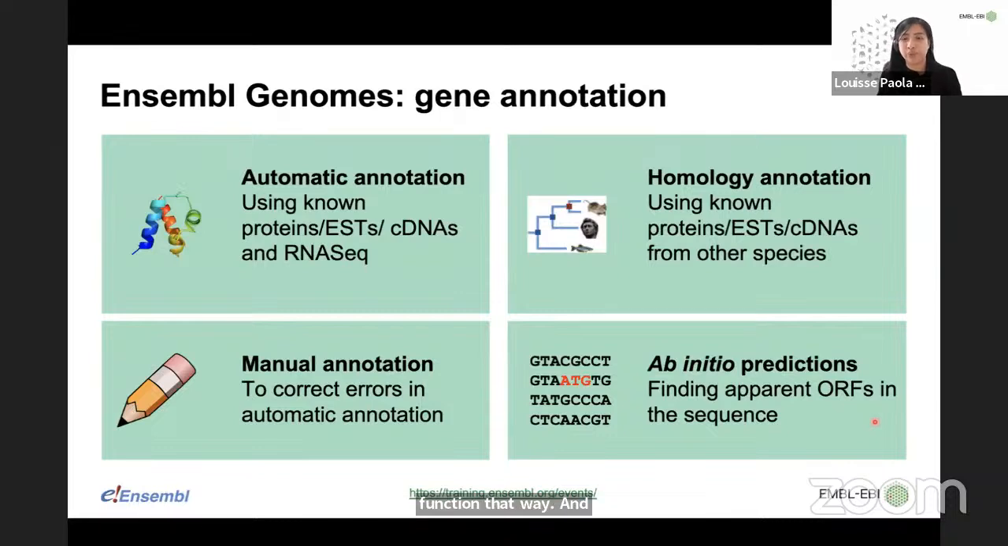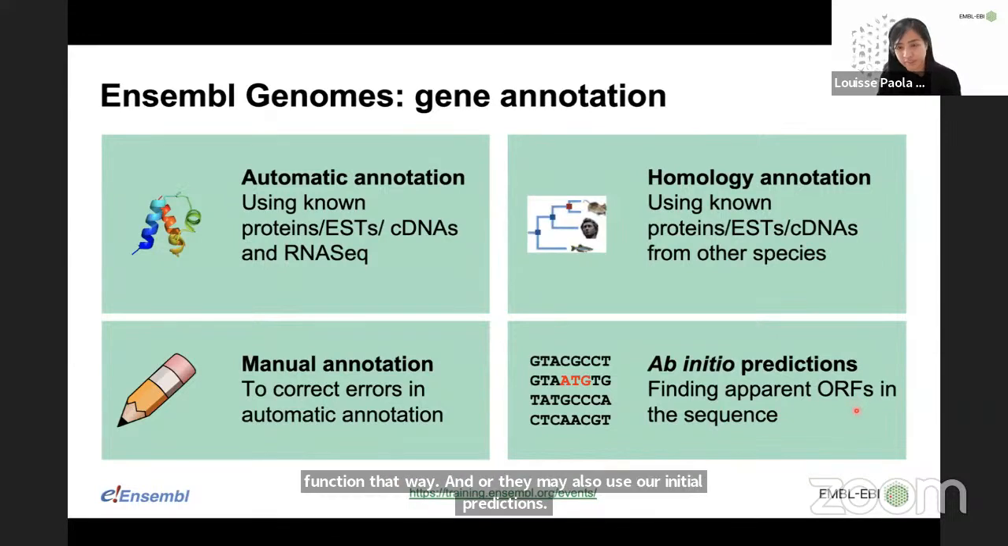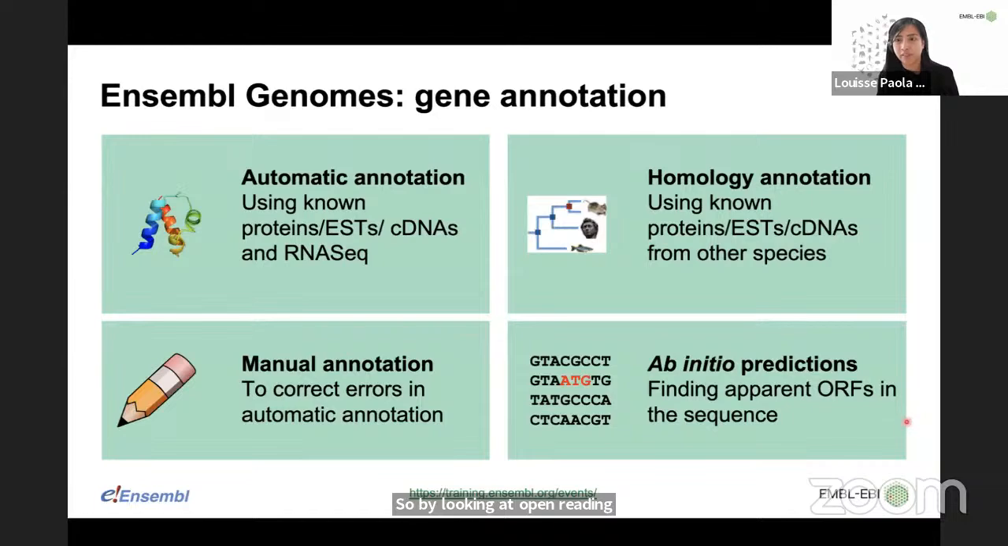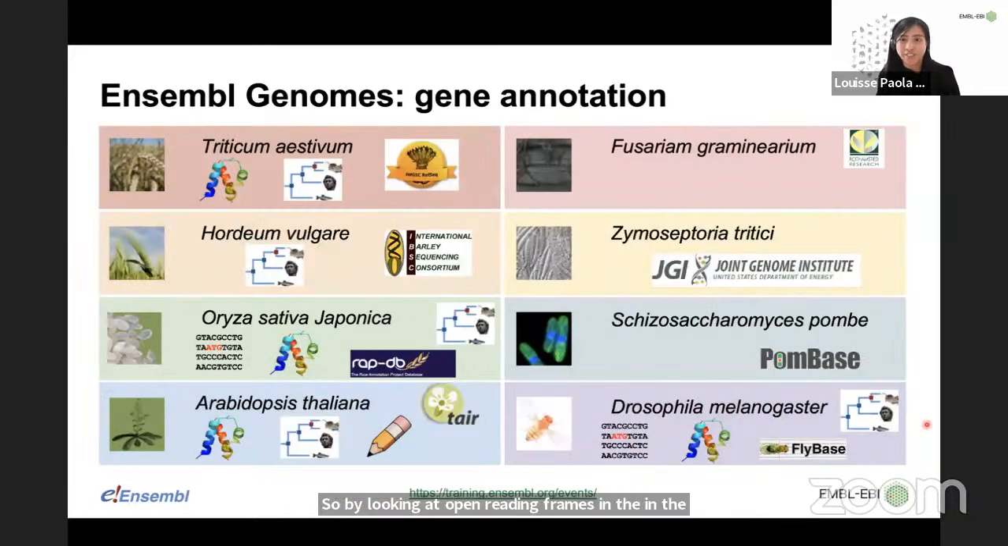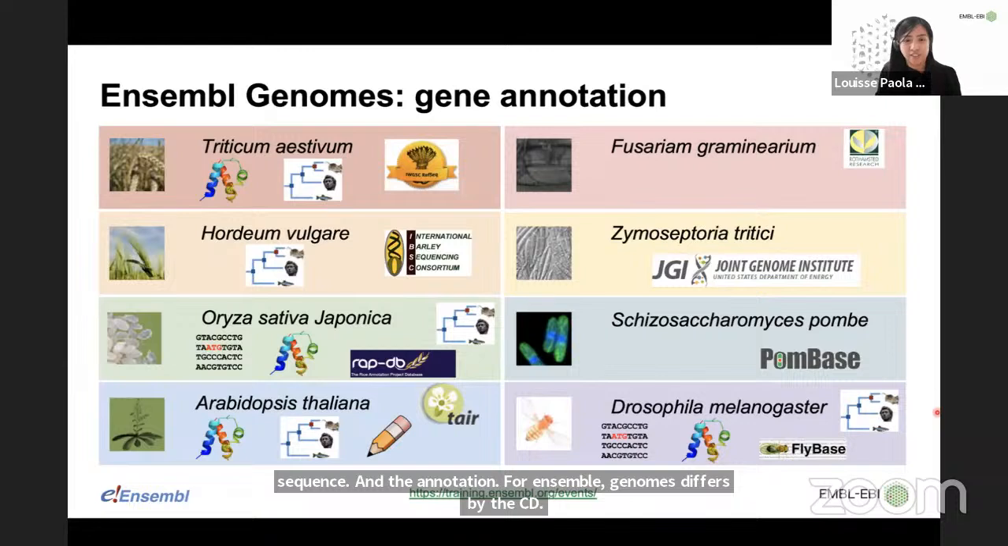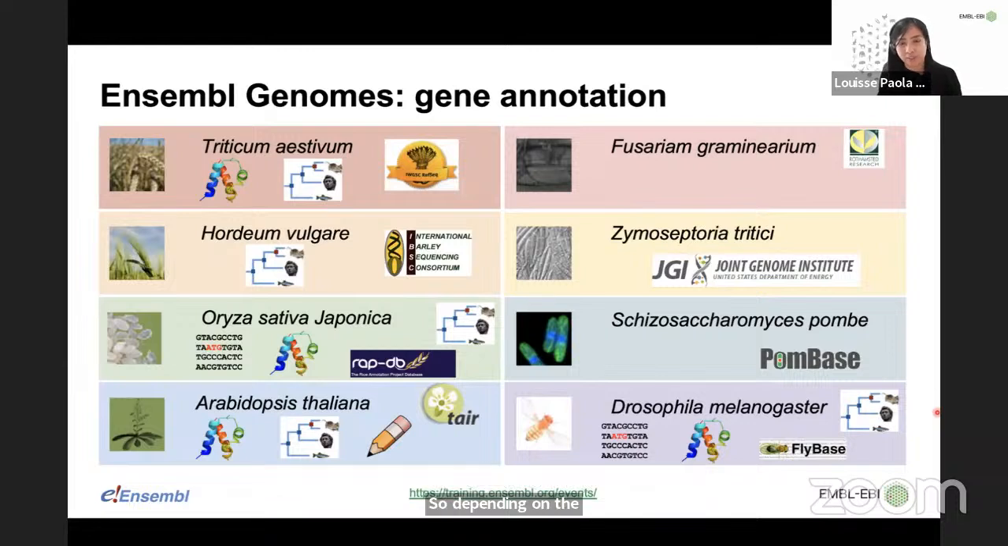Or they may also use ab initio predictions, so by looking at open reading frames in the sequence. And the annotation for Ensembl Genomes differs by the species. So depending on the species, a different institute does the annotation for us.